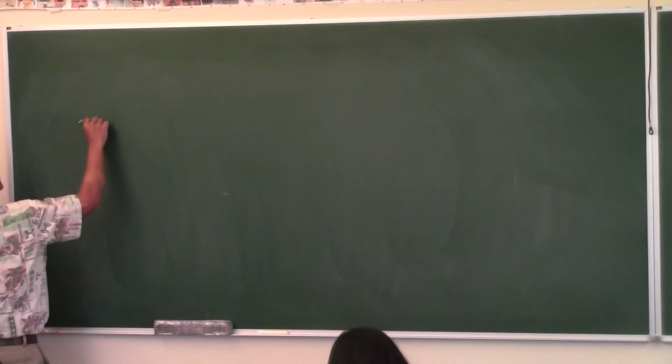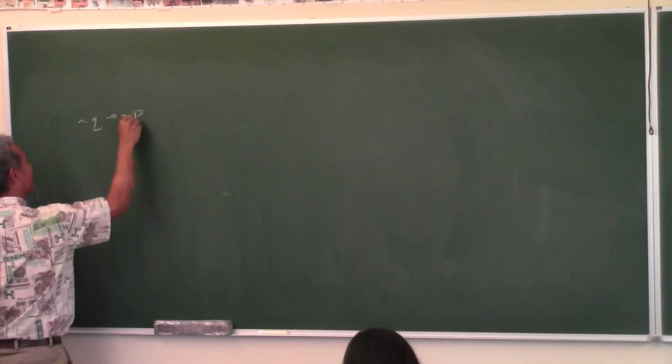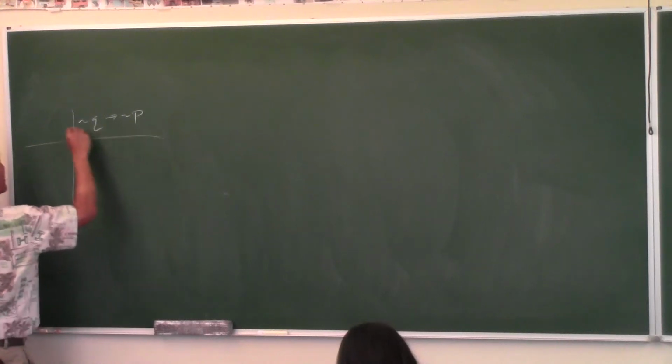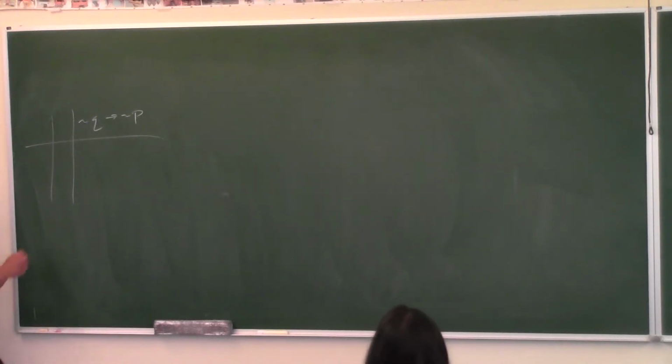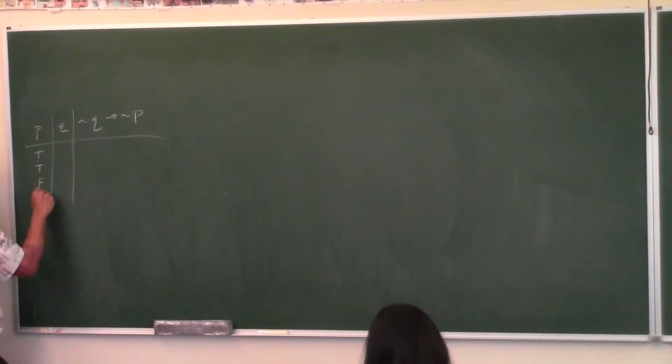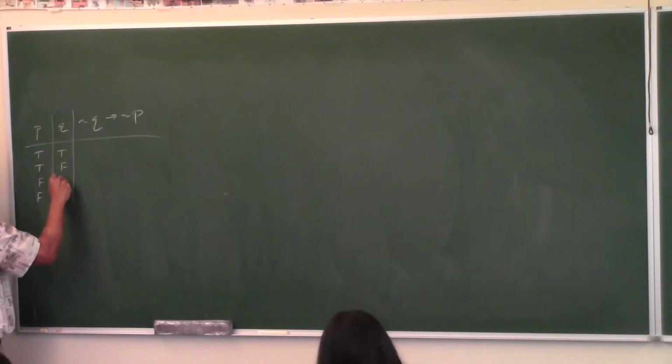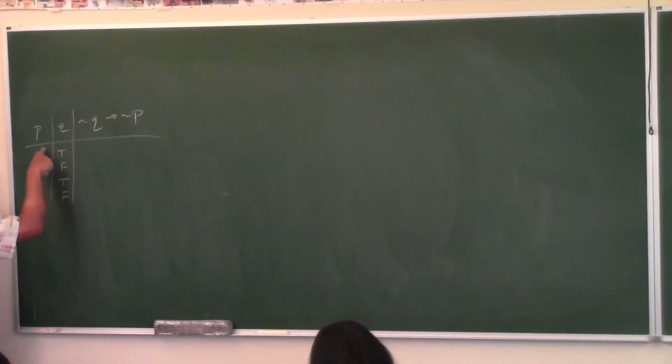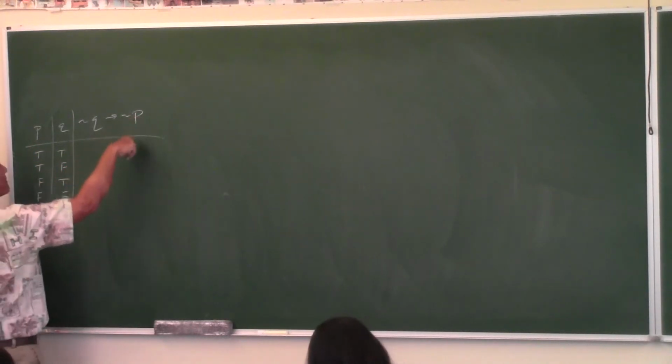Construct the truth table for not Q implies not P. So, shall we make the training wheels, or you can do it in your head? Okay, training wheels. P and Q. P is true, true, false, false. Q is true, false, true, false. Correct?